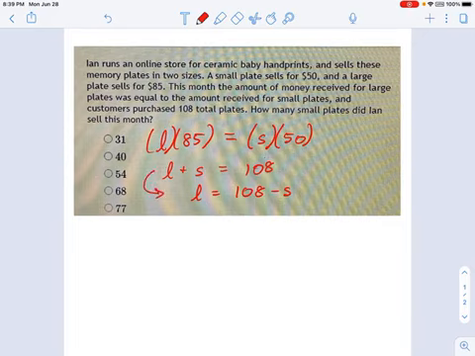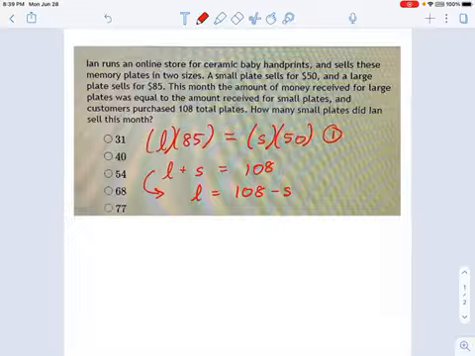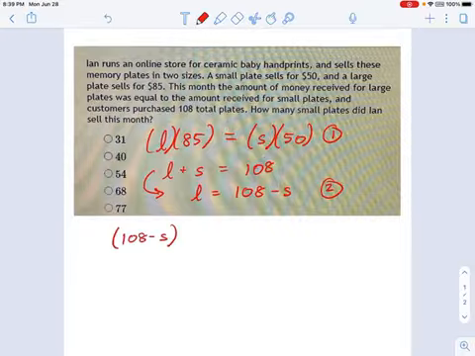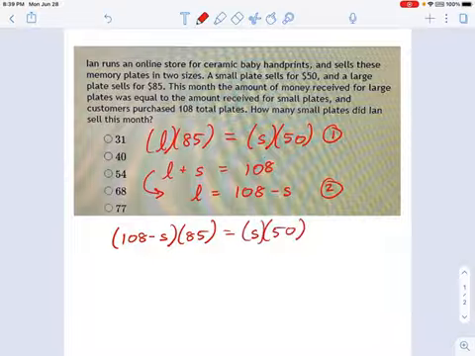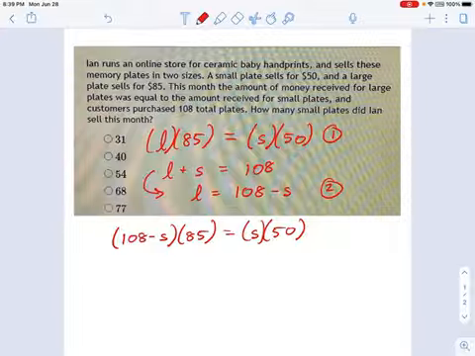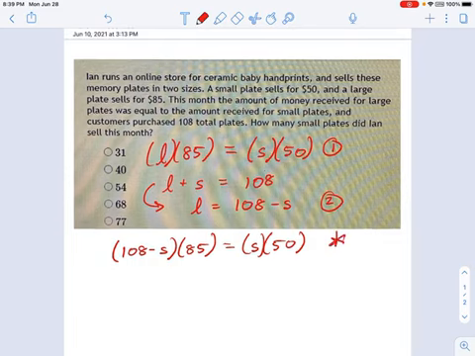And now we're going to call this first thing equation 1, and this one right here equation 2. And I'm going to plug equation 2 into equation 1. Watch this. I'm going to say 108 minus S. Remember, that's L. L times 85 equals S times 50. Well, instead of L times 85, I've said 108 minus S times 85. And the reason I've done that is so that I have one equation right here, which only has S in it. And if I solve that for S, I'll know my answer.